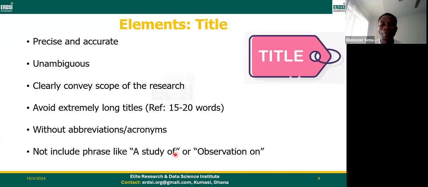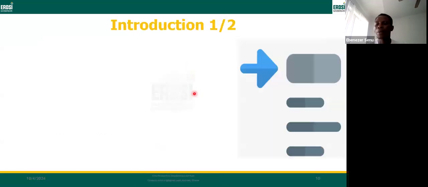You see people, your colleagues, writing "a study of prevalence" or "observation of" this. We don't do that. It should be just straightforward. You see people write "a study of prevalence and factors." Those are filler words. We don't do that. Titles should just be straightforward. So if we are able to evaluate that, yes, this is a really acceptable title that we have, then we can move forward to write our introduction, because our introduction is based on the title.